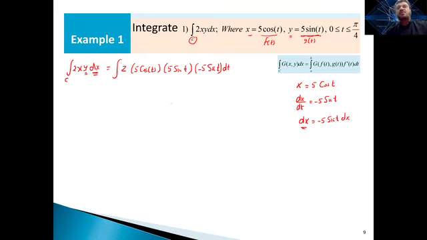All right, now look what we do. We are integrating with respect to t. He's telling me to just integrate from 0 to pi over 4. So this is from 0 to pi over 4.